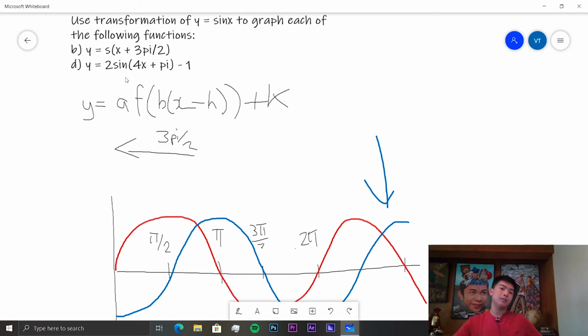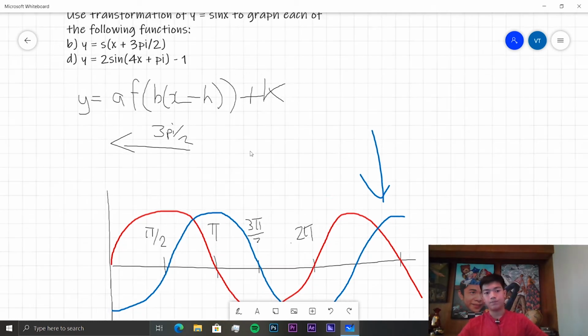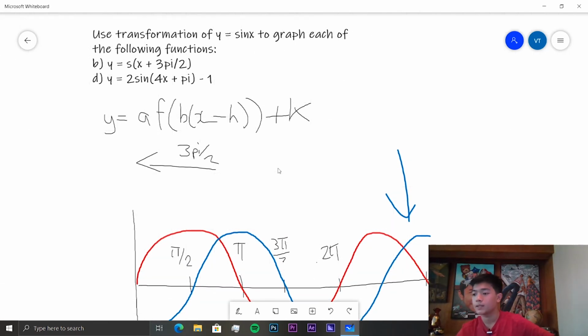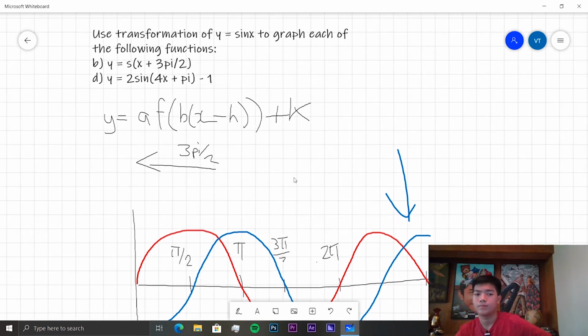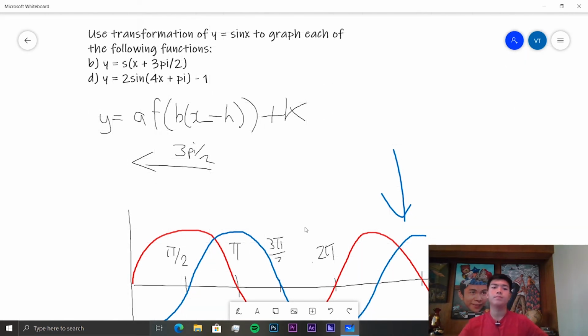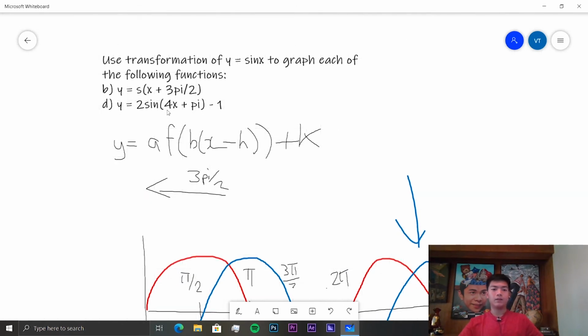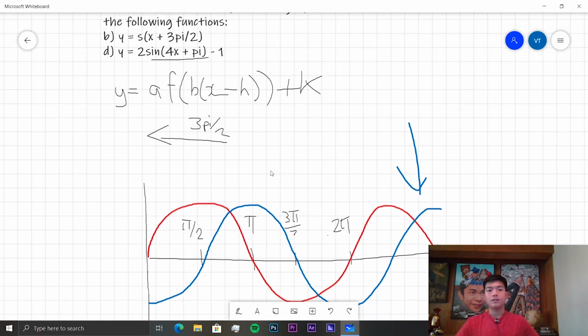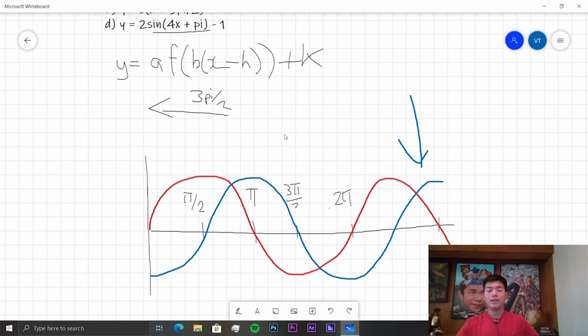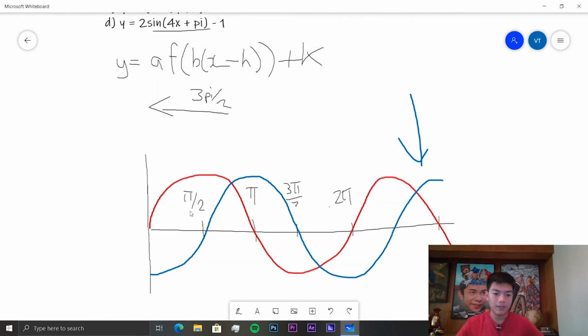Next, y is equal to 2 sine (4x plus pi) minus 1. Is that correct? Yeah. So what we have here is, first of all, where should we start? Let's look at the graph of simply sine (4x plus pi) first.